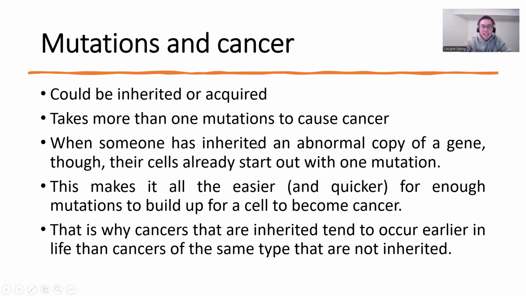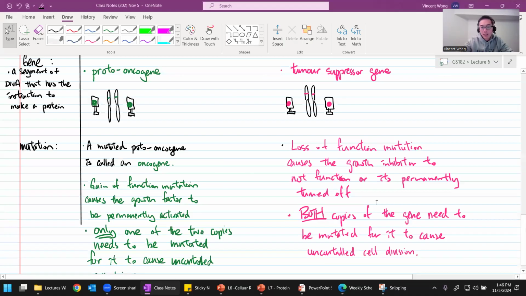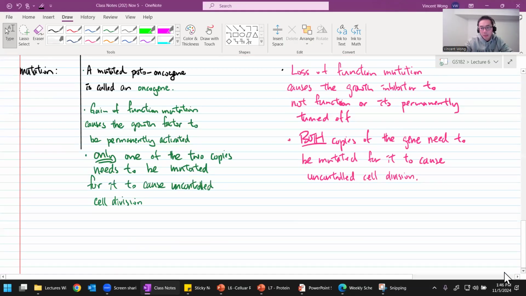So when someone has an inherited copy of a mutated gene, then their cells already start out with one mutation, okay? And that actually makes it easier for those individuals to get cancer compared to someone who was not born with one mutated copy. Let me try to explain this to you with a diagram, okay?